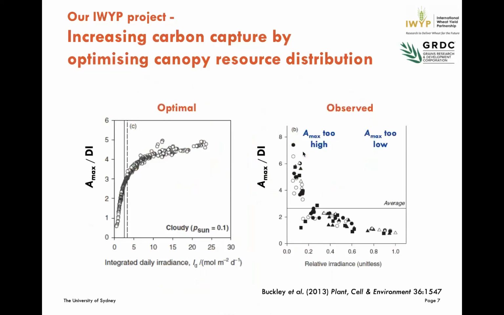My co-author on our ceptometry paper, Tom Buckley, at UC Davis, published this paper in 2013 in Plant, Cell and Environment. As you can see on the left here, if we had an optimal distribution of photosynthetic resources, we've got photosynthetic capacity per unit daily irradiance on the y-axis, and the daily irradiance on the x-axis. As you can see, we get this nice curve. So as you get more light, you will have more photosynthetic resources per unit irradiance. But in actual fact, what we see in the field is almost the exact opposite of this. We have way too many photosynthetic resources in the lower canopy where there's less light, and far too little in the top where we have much more light.